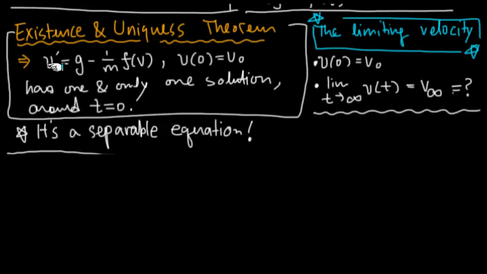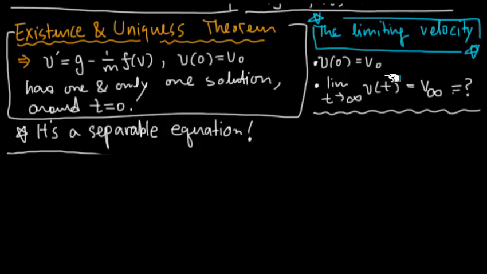But you might have noticed that v prime is here and the right hand side is all in terms of v, so it's a typical separable equation. From that separable equation we also know the existence and uniqueness theorem. You can get a specific idea about what we mean by this, but we're not going to go into the detail of it.